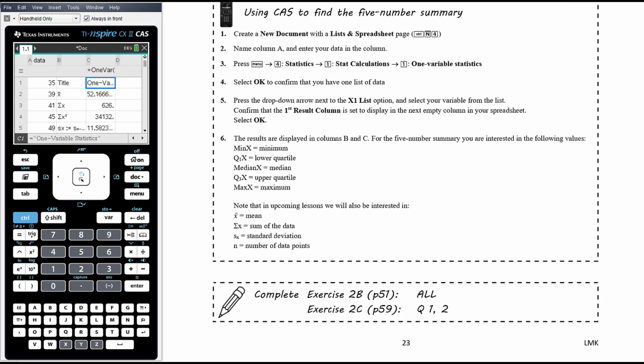Okay, so the work today is from 2B and 2C, looking at calculating the 5-number summary, either from a list of data or from an assortment of plots.